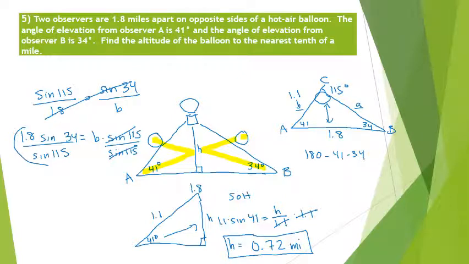Okay, so that's a bit of a complicated one. You kind of have to split it into two parts with the bigger outside triangle and then the smaller right triangle. All right.